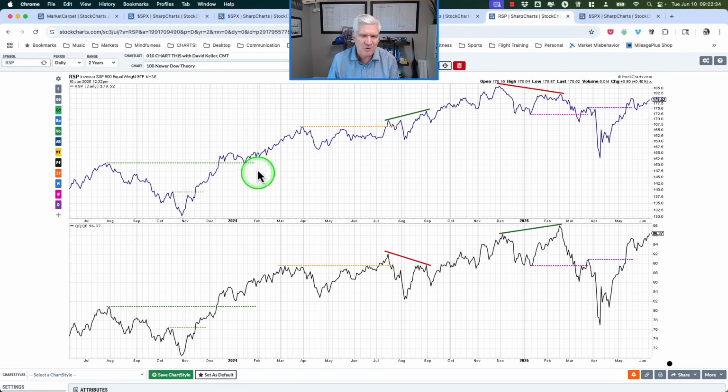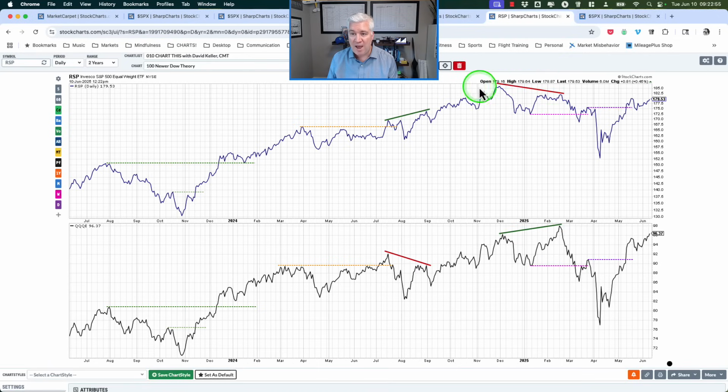You can see that like back here in early 2024 when both of them make a new 3-month high, that sort of validates the uptrend. When one of them breaks out and the other one does not, that's a bearish non-confirmation. We actually saw one of those at the July and August 2024 market peak, eventually resolved to the upside as both eventually made a new 3-month high.